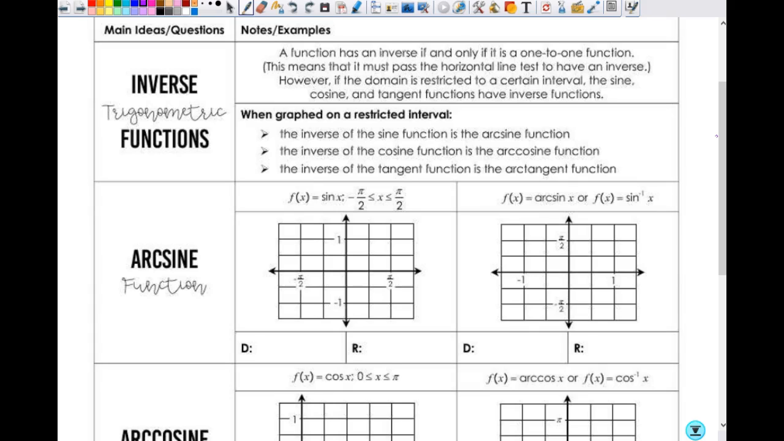So a function has an inverse if and only if it's a one-to-one function, okay? That means it passes the horizontal and vertical line test. However, if the domain is restricted to a certain interval, the sine, cosine, and tangent functions have inverse functions, all right? So here's the thing. If the domain is restricted to a certain interval, so we're going to have to restrict things, because look at these sine and cosine graphs on the wall.